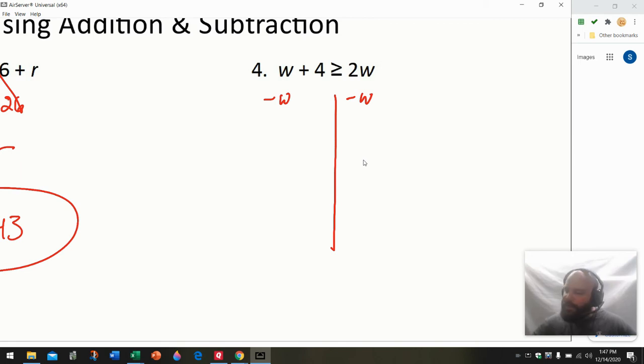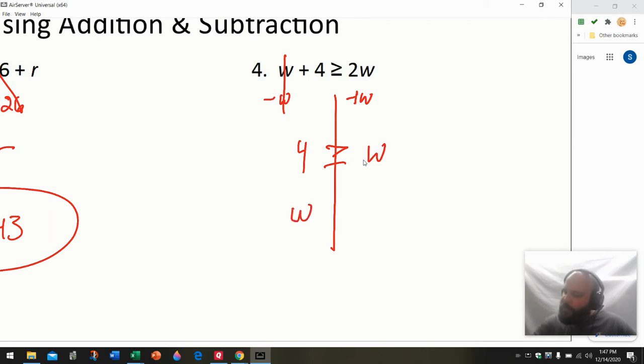When I subtract w from both sides, that cancels. The 4 is still left behind, and it's still a greater than or equal to sign. Then 2w minus 1w gives us 1w. Again, this is the same situation as in the last problem. The variable is not first, and I would prefer that you write the variable first. So we need to flip-flop everything around.